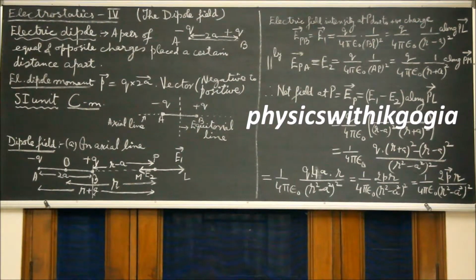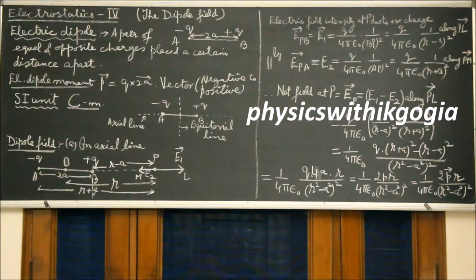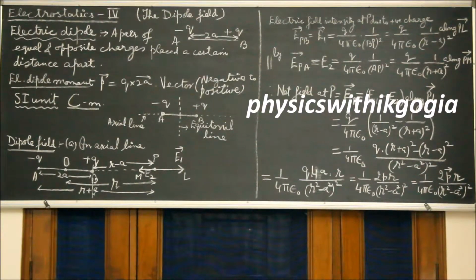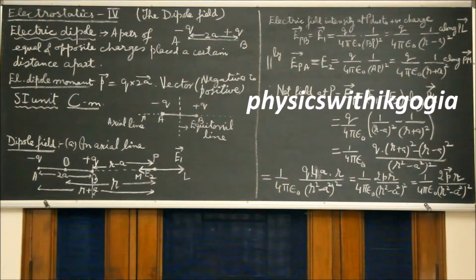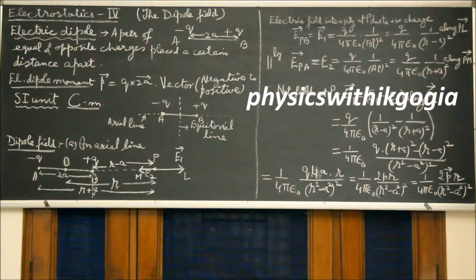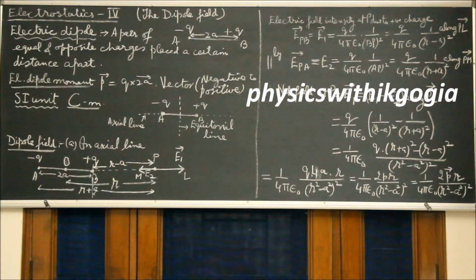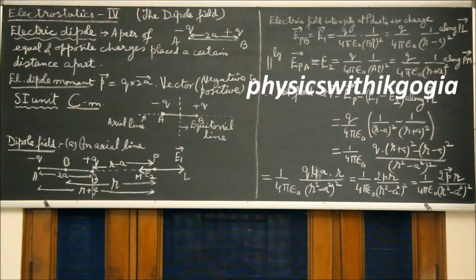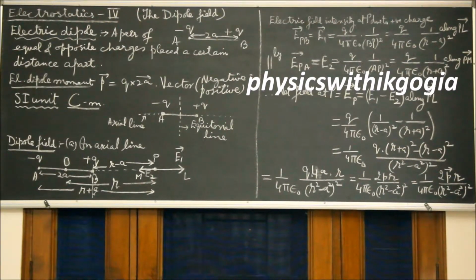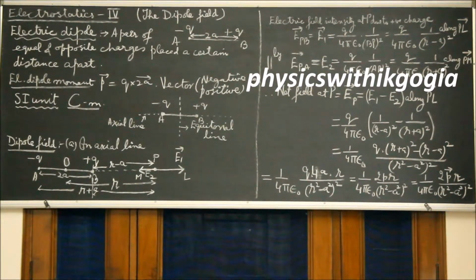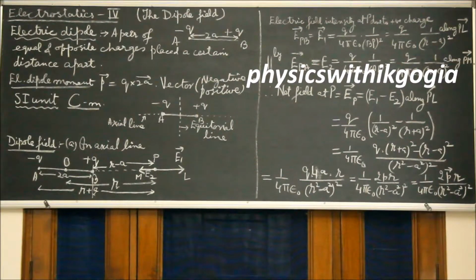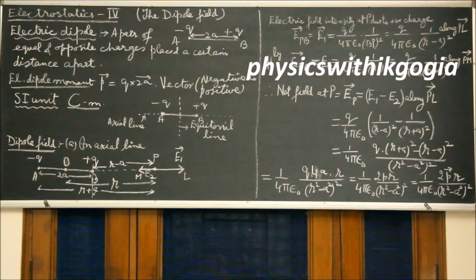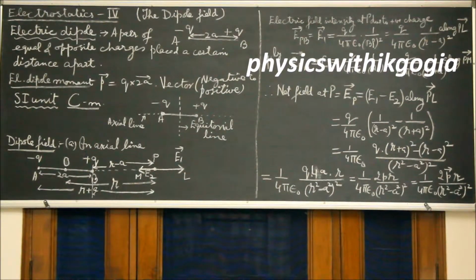Dipoles are important because they occur very frequently in nature. For example, in a sodium chloride molecule, sodium being a metal loses its electron, therefore the electron is transferred from sodium to chlorine. Sodium acts as the seat of positive charge and chlorine the seat of negative charge. So the sodium chloride molecule is an electric dipole.